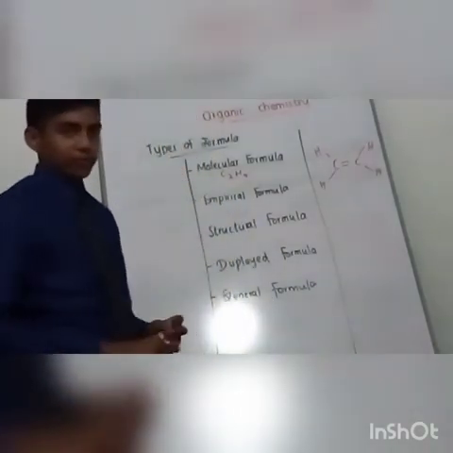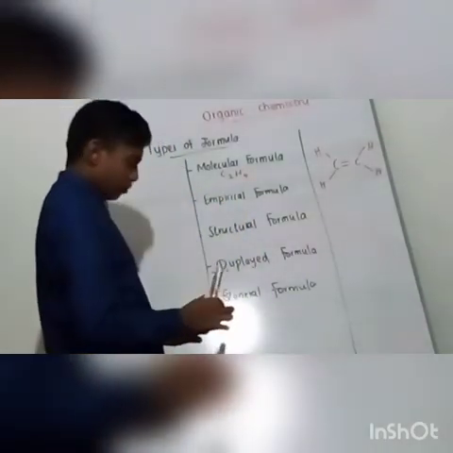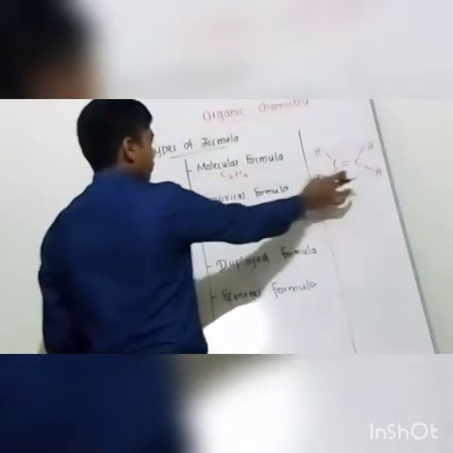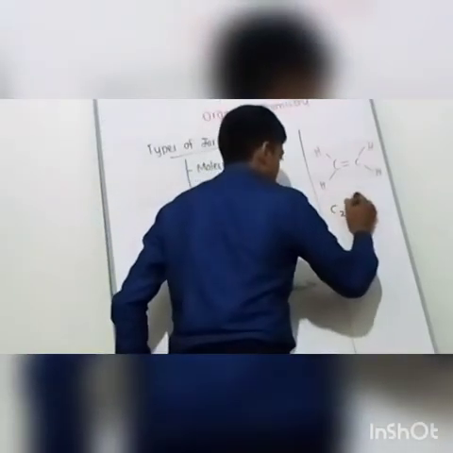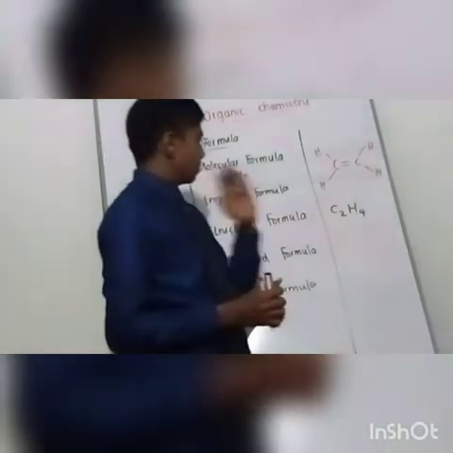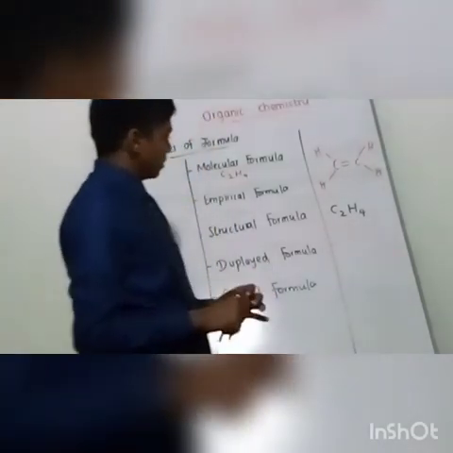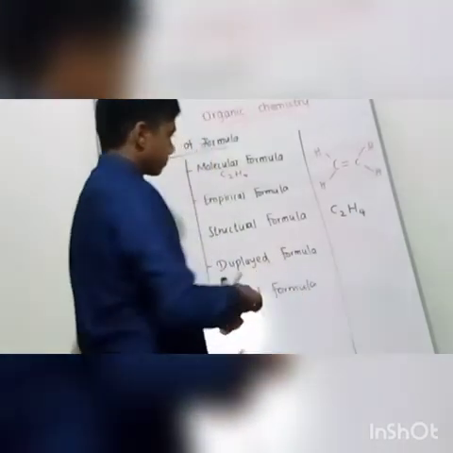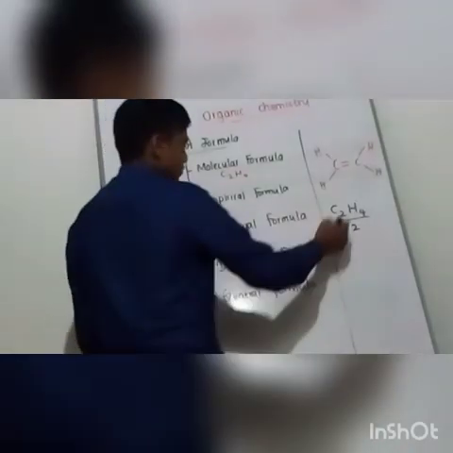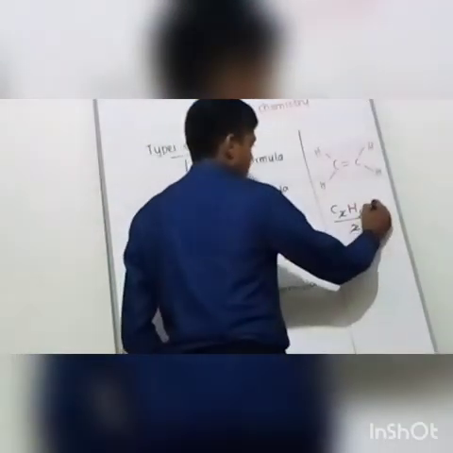Empirical formula. For empirical formula, you have to take your mathematical knowledge out a little. You take the molecular formula to find the empirical formula. The molecular formula for ethene is C2H4. In empirical formula, you have to simplify everything until it comes to the simplest value. Now I'll divide this by 2. Then 2 goes with 2, and 4 divided by 2 gives 2, so we get 1 and 2.